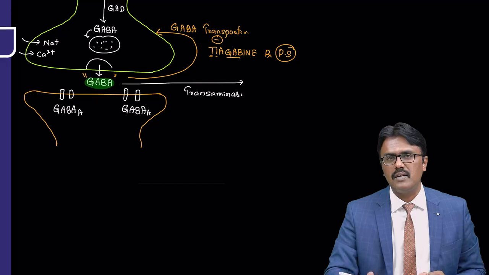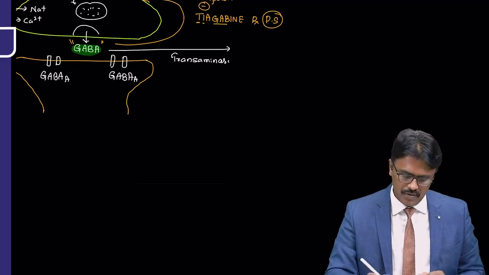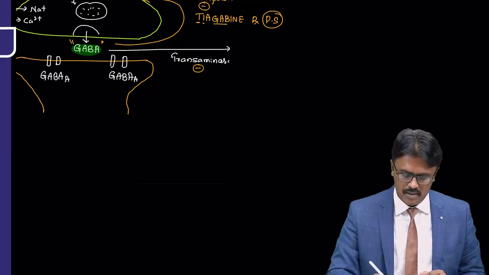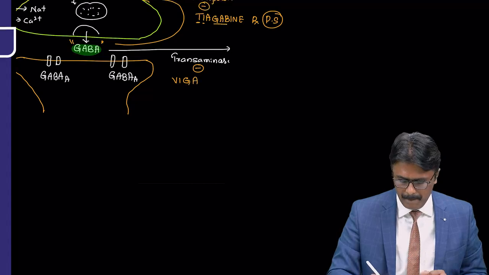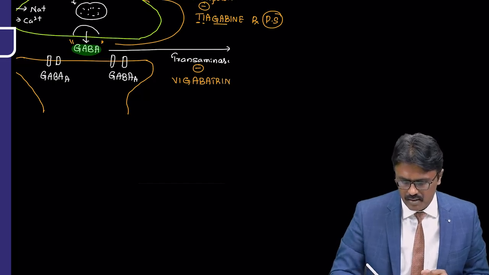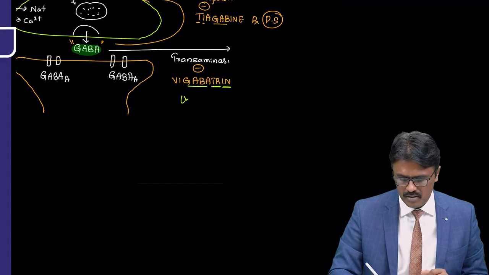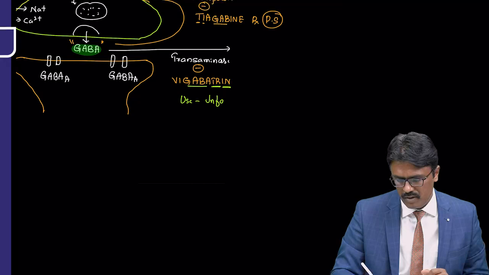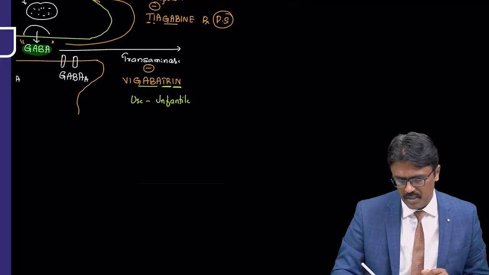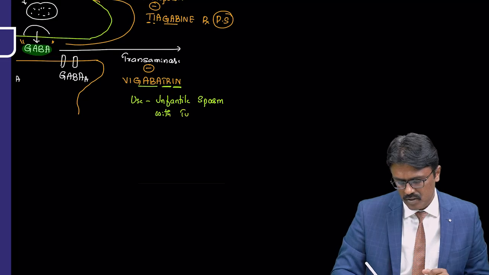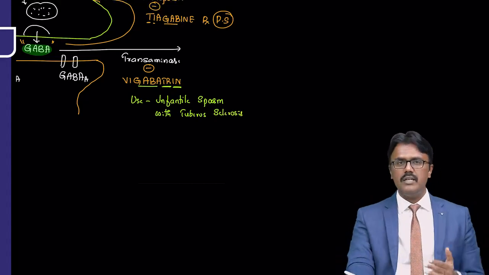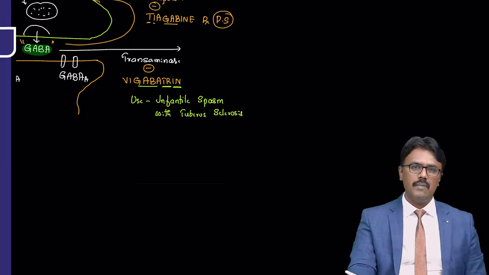PS means partial seizures. Now you can inhibit GABA transaminase, and the inhibitor is called vigabatrin. You read the name again, GABA, TR for transaminase, IN for inhibitor. Now where to use it? It is used in infantile spasm. A patient with infantile spasm with tuberous sclerosis. So if the patient has infantile spasm and tuberous sclerosis, then we use vigabatrin.